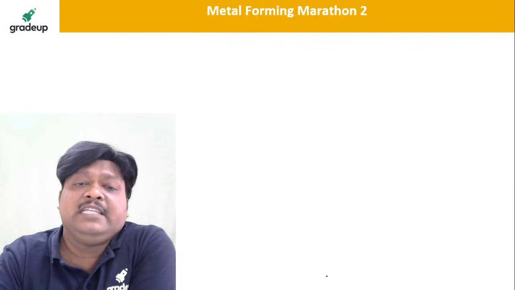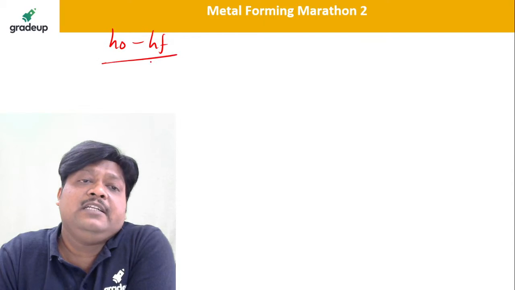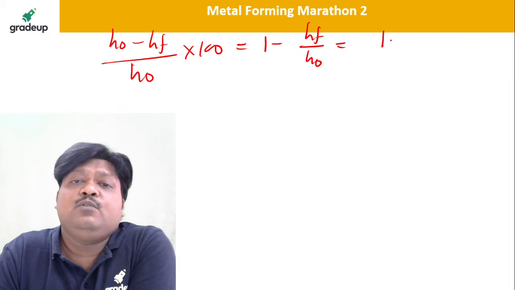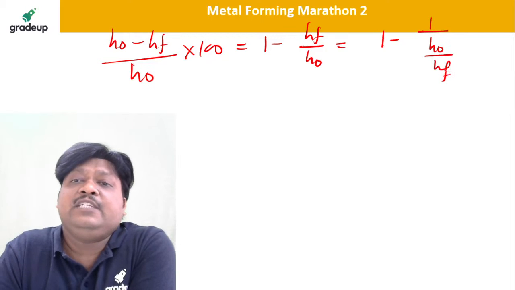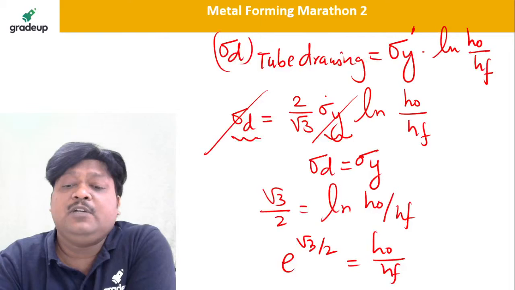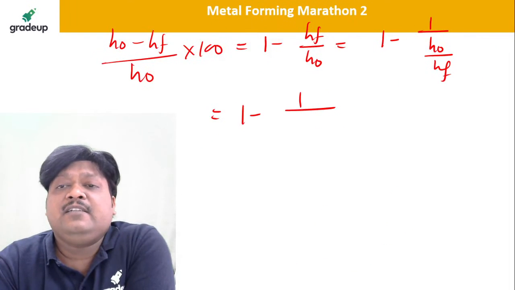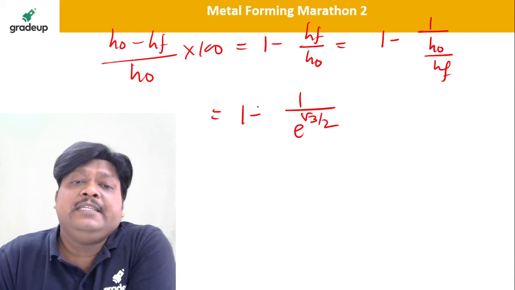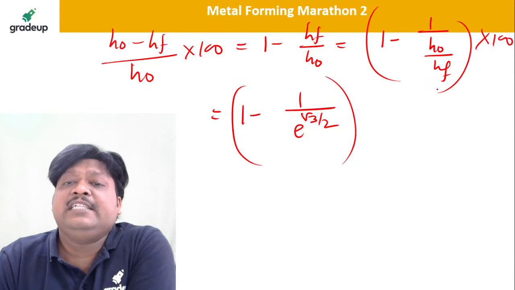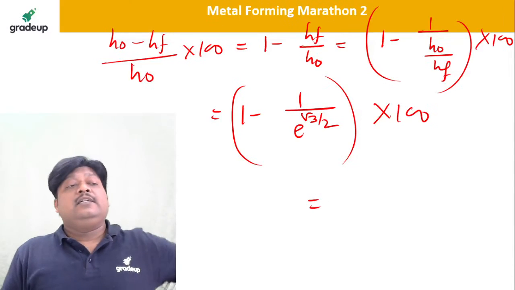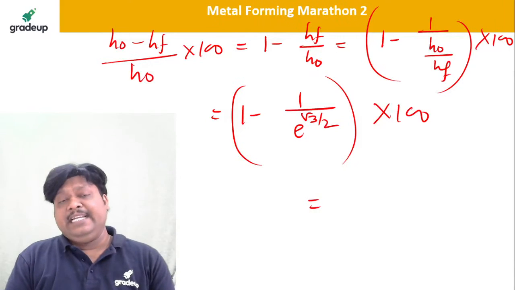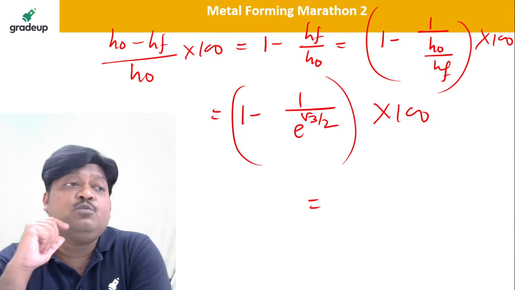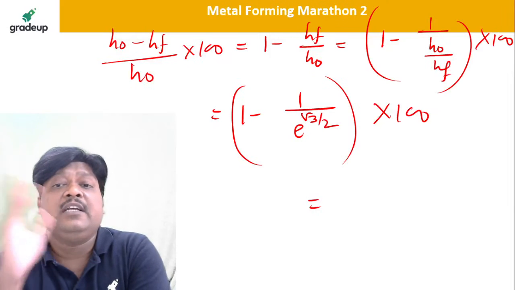Yes or no? And what is the maximum possible reduction? H original minus h final divided by h original into 100, which is equal to 1 minus h final divided by h original, which is equal to 1 minus 1 upon h original by h final, which is 1 minus 1 upon e to the power root 3 by 2. Don't forget, into 100 for the percentage. So in the ideal case of deformation, when we talk about the tube drawing operation, how much can we go for the maximum possible deformation? Please tell me the value.